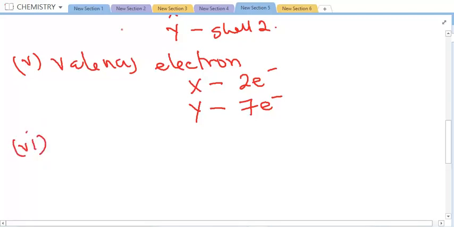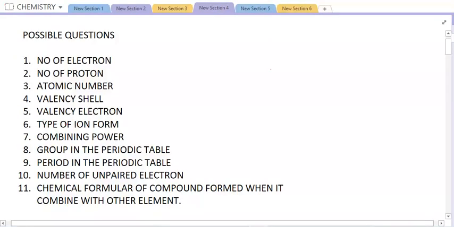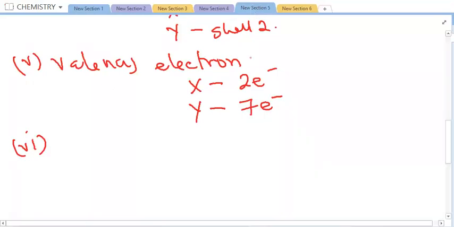So let us see what is question 6. Question 6 is type of ion formed. Now, how do we determine the type of ion it forms? You determine the type of ion X forms and Y forms by getting their valency electron. Now, the valency electron for X is 2 electrons.